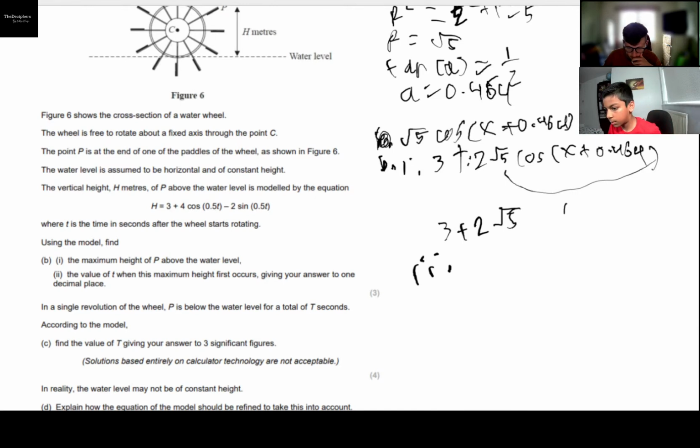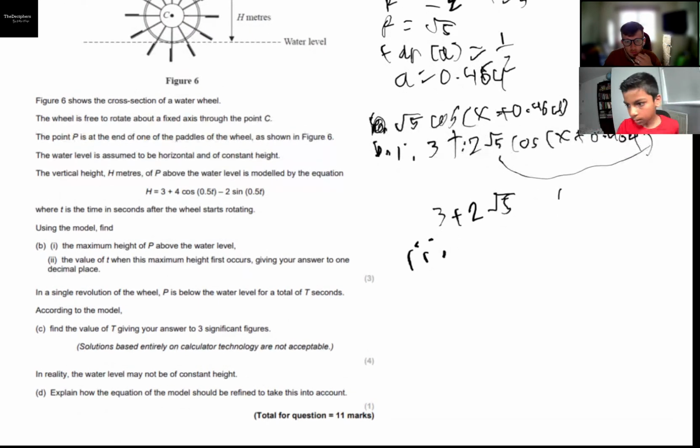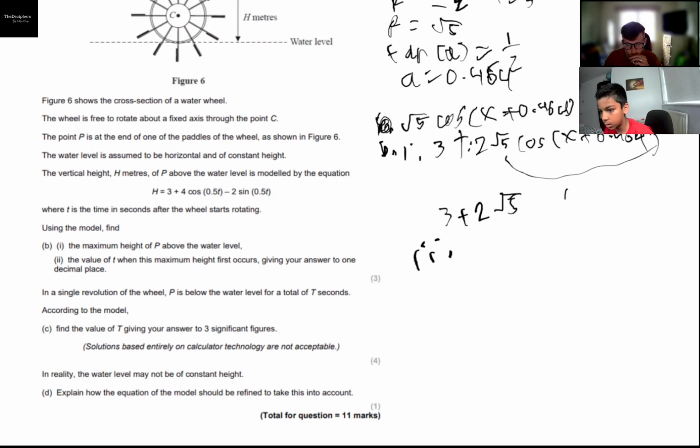Right, there we go. It's not working for some reason. I'm just going to do full screen. And also, there we go.